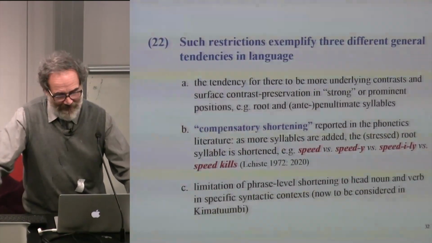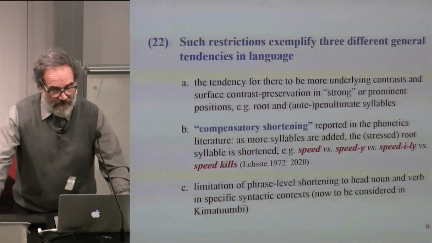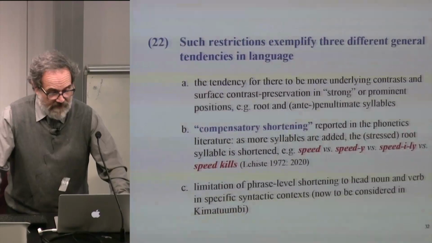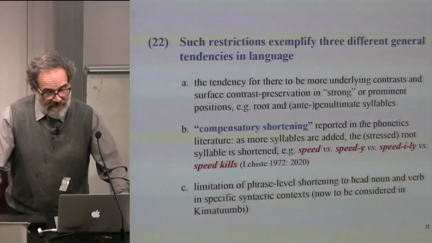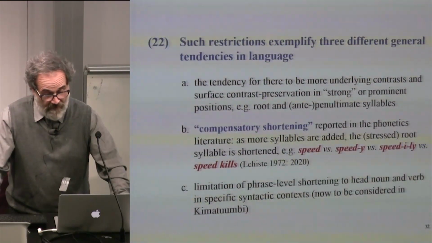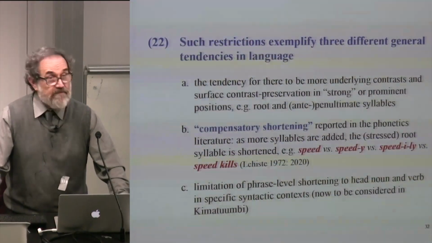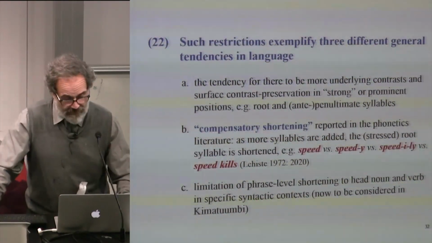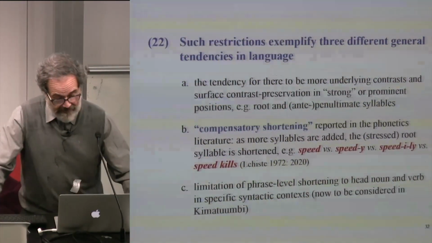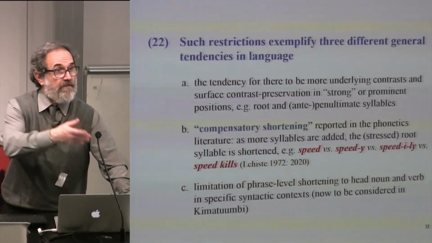Compensatory shortening is reported quite extensively in the phonetics literature. As more syllables are added to a root, for example a stressed root, that syllable is progressively shortened. So in speed, the vowel tends to have a certain length. But speedy will have a shorter vowel. Speedily will have a shorter vowel. And even phrasally, speed kills will have a shorter vowel than the word by itself if it was utterance final, for example. Okay. And then finally, so that's what we're seeing there in the penultimate and anti-penultimate position.